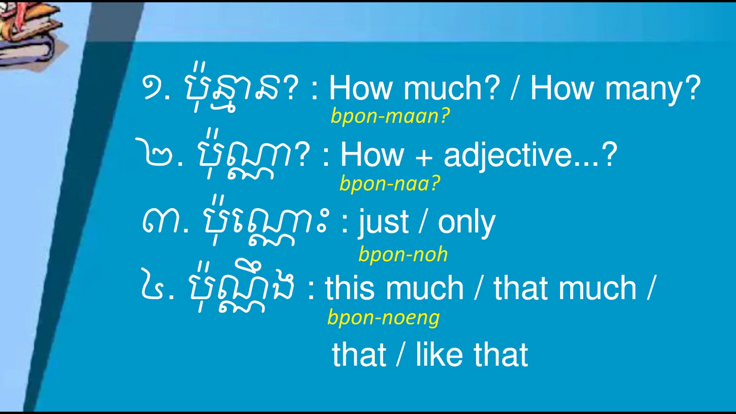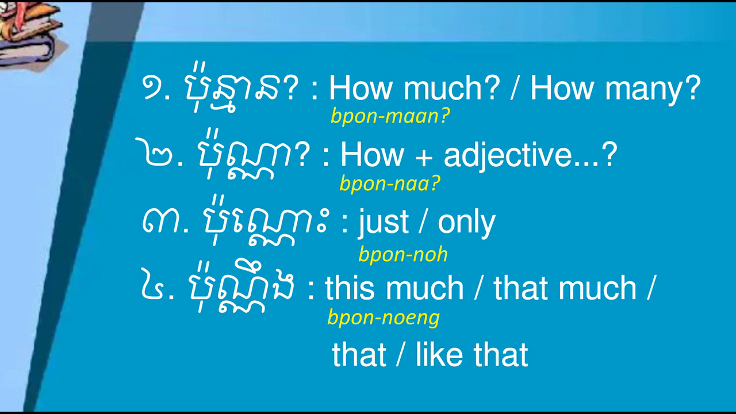Okay, so right now we can start. Number one, how much, how many, which everyone knows already in Khmer, we say pon man. Number two, when you use how plus an adjective, meaning you make a question with how, but after how is an adjective, in this case in Khmer, the question word for how is pon na.